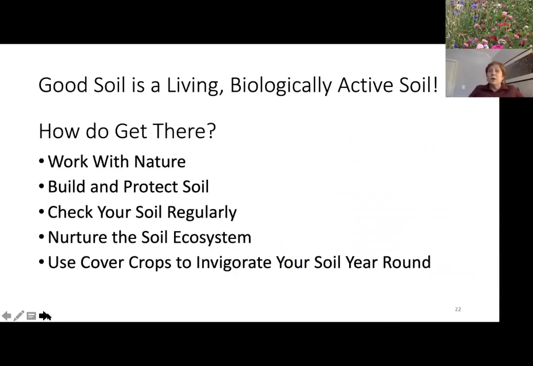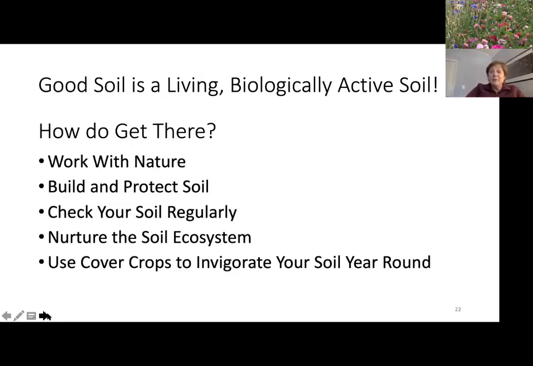So good soil is living, biologically active soil. And how do we get there? Well, in general, work with nature. We're going to build and protect our soil. Check the soil regularly. We recommend for turf that you have your soil tested every 3 years to make sure that the soil is at the right pH and has the right level of nutrients to support the plants you want to grow. We want to nurture that soil ecosystem, those macro and micro invertebrates.